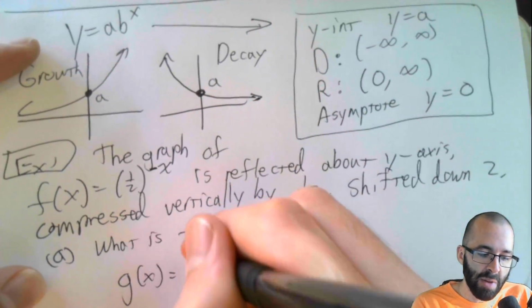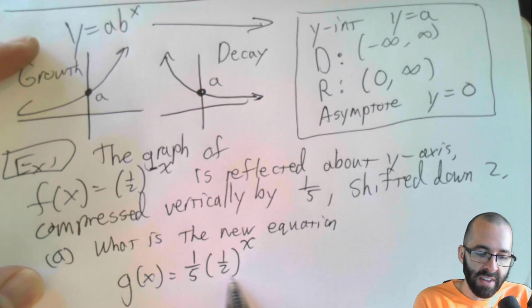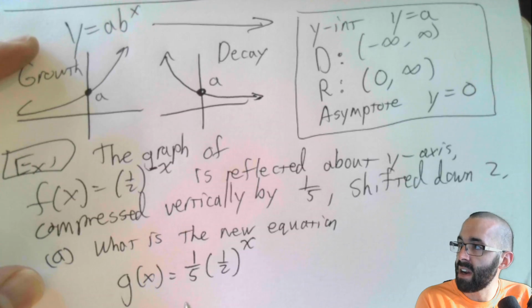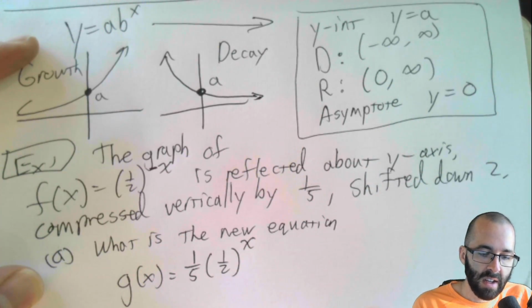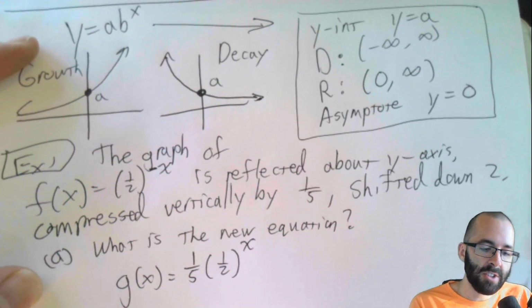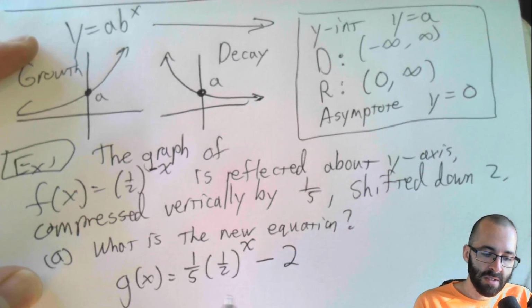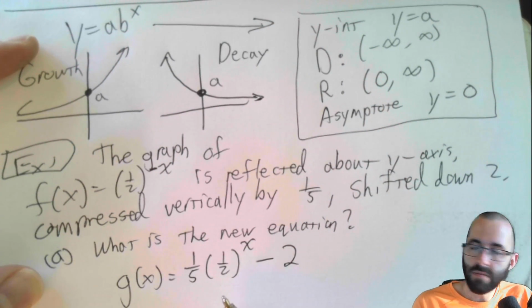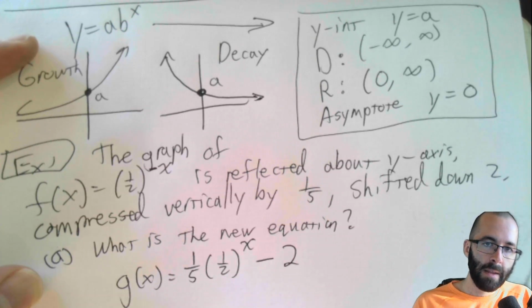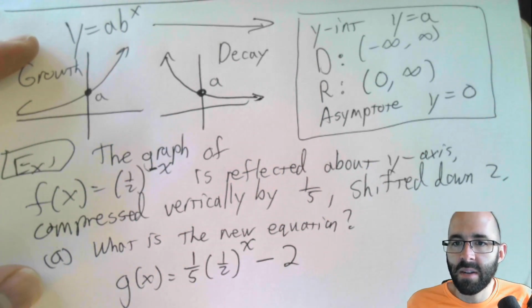Compress means multiplied by 1/5. Multiplied by 1/5 on the outside of everything, that's that vertical compression. And then it's also getting shifted down 2 units, so that's subtracted 2 on the outside as well. So this is our new function. And we have some questions that we can ask about it.